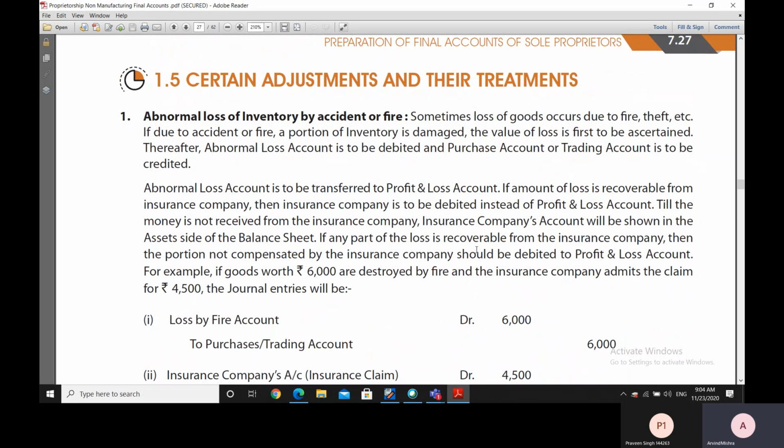Now let us see certain particular adjustments and how they are treated in the accounts. Number one is the abnormal loss of inventory by way of accident or by way of fire. Sometimes loss may occur due to fire or by theft also.